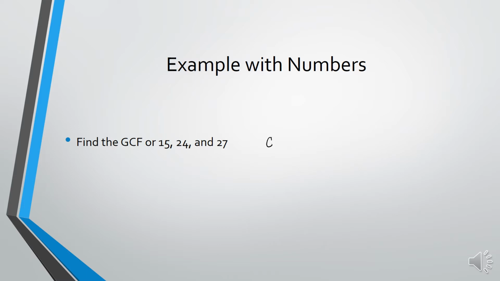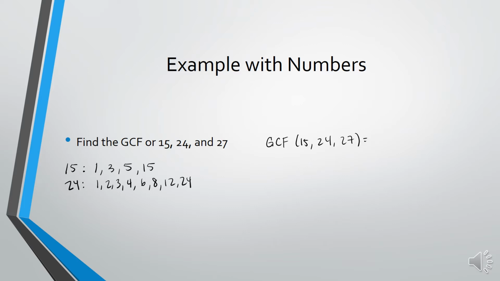So I want to know what is the greatest common factor of 15, 24, and 27. To figure that out, what you're thinking is, what are all the numbers that divide evenly into 15? Well, that would be 1, 3, 5, and 15. So those are all the factors of 15. Next, what are all the factors of 24? So this one has a lot. 1, 2, 3, 4, 6, 8, 12, and 24. So that would be all my factors of 24.